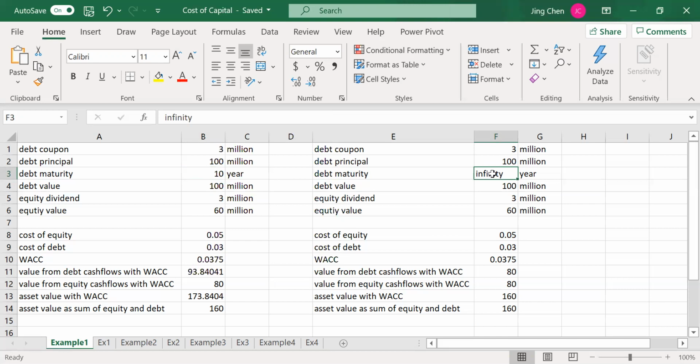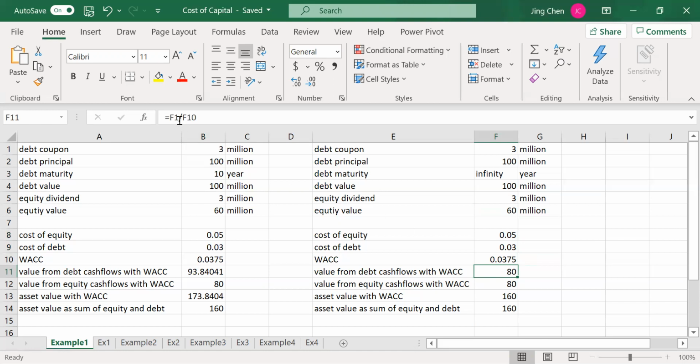Now let's redo the calculations. Everything is the same except the debt is perpetual. So again, coupon 3 million, principal 100 million, and debt value 100, equity is the same, okay? So we get the same cost of equity, same cost of debt, and same WACC. But here, the debt value calculated from this WACC is different.